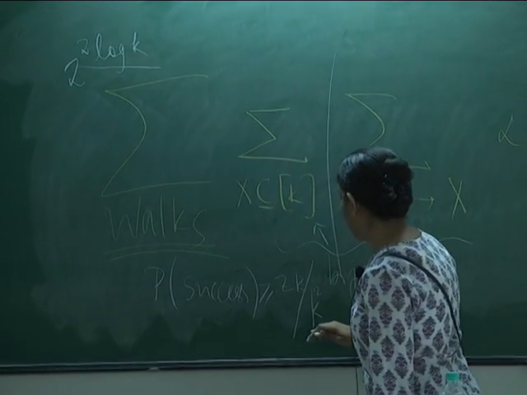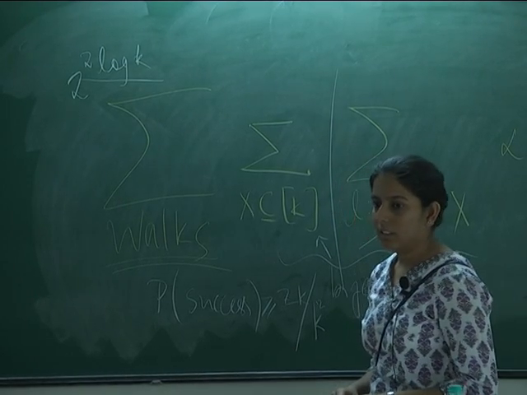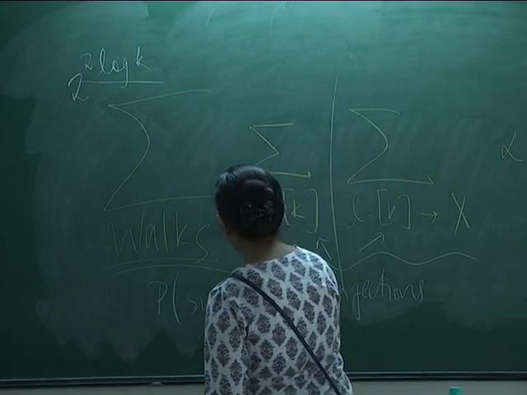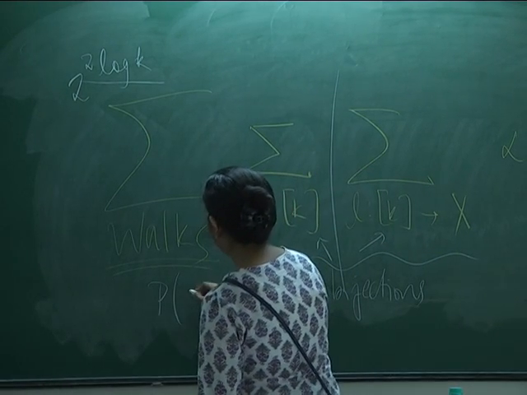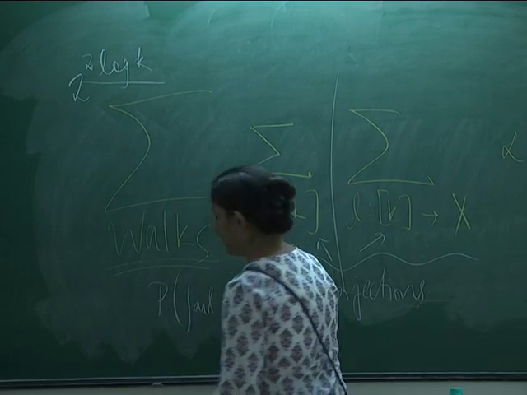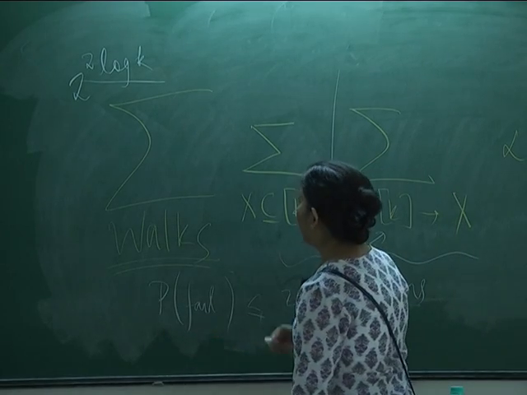This is the size of the field, and that is the probability of failure. Sorry, the probability that you report incorrectly is at most this. So that's Schwartz-Zippel in general.